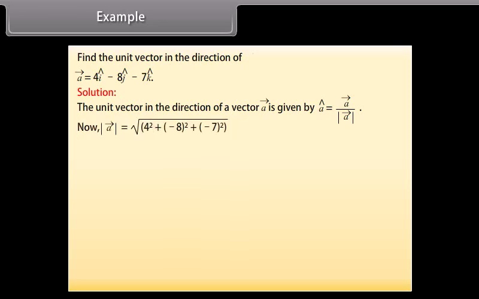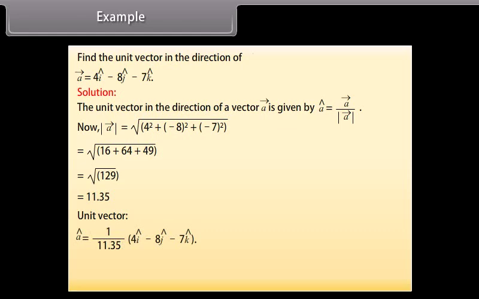Now, mod of vector A equals square root of 4 square plus (minus 8) square plus (minus 7) square equals square root of 16 plus 64 plus 49 equals square root of 129 equals 11.35. Unit vector A equals 1 by 11.35 into 4 cap i minus 8 cap j minus 7 cap k. Unit vector A equals 4 cap i by 11.35 minus 8 cap j by 11.35 minus 7 cap k by 11.35.